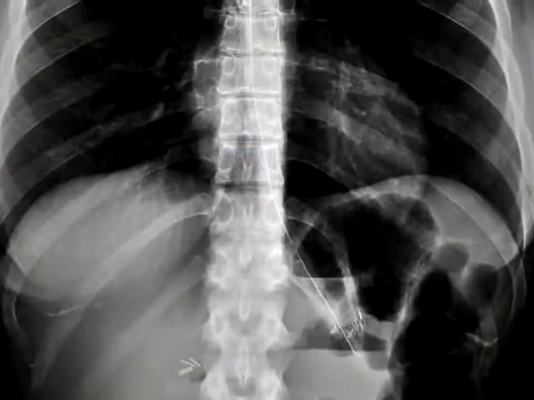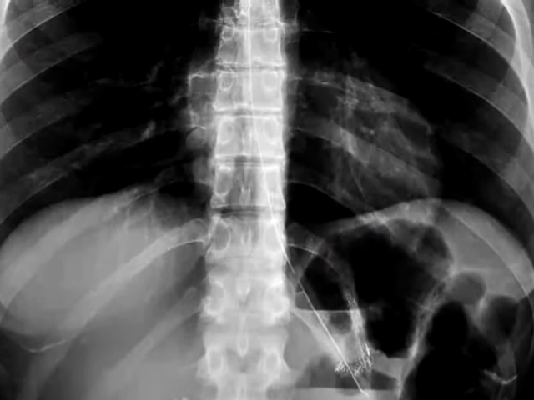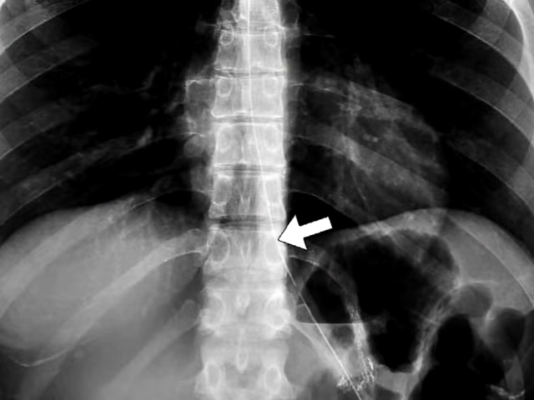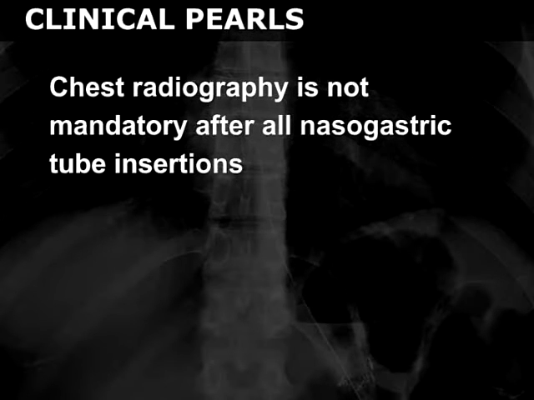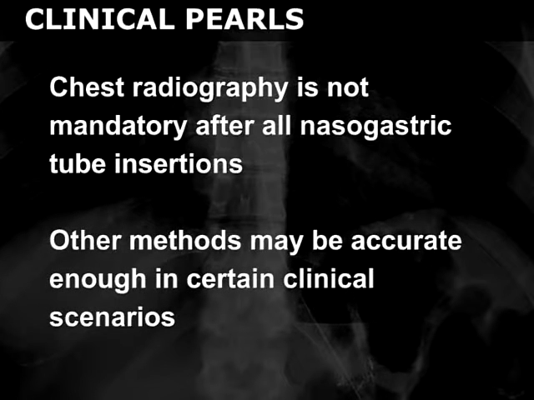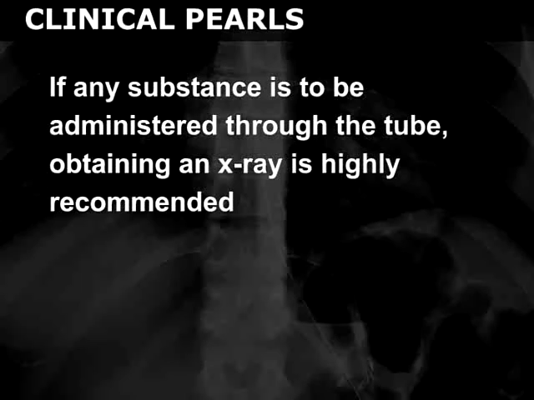The gold standard for confirmation of tube placement is chest radiography. If the nasogastric tube can be seen descending under the diaphragm, proper positioning is assured. Chest radiography is not mandatory after all nasogastric tube insertions, since the other methods may be accurate enough in certain clinical scenarios. However, if any substance is to be administered through the tube, such as activated charcoal or oral radiographic contrast media, obtaining a chest X-ray is highly recommended given the risk of accidentally infusing fluids into the lungs.